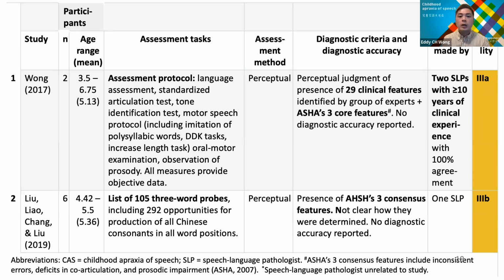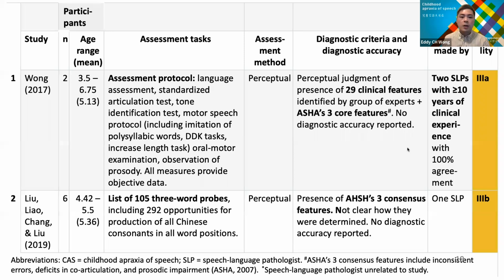The second study was conducted by Liu and colleagues in 2019. This is a treatment study published in a peer-reviewed journal. This study includes 6 Mandarin-speaking children with CAS, and the diagnosis of these children was made by 1 SLP by using the ASHA-3 consensus features. However, it is not clear how these features were determined on the children.